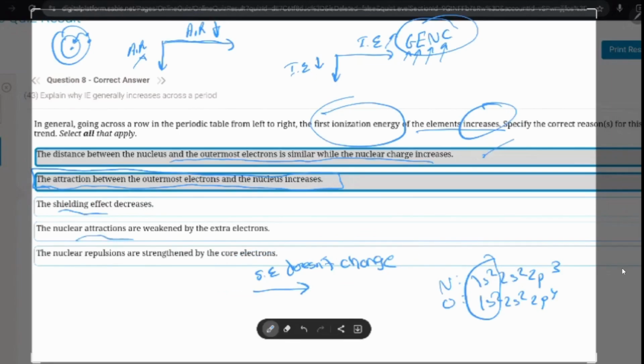The nuclear attractions are weakened by the extra electrons. If you have extra electrons, is that ever weakening the nuclear attraction? No. And if it was being weakened, does that mean there's a higher ionization energy? If there's a weaker nuclear attraction, on the contrary, it means it's a weaker ionization energy. So this one is definitely wrong. The nuclear repulsions are strengthened by the core electrons. Did we ever mention nuclear repulsions? No. Nucleus doesn't repel.